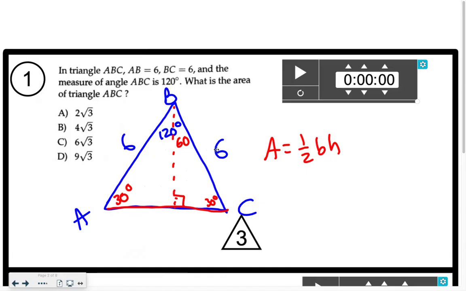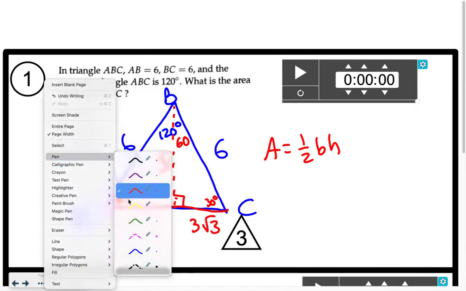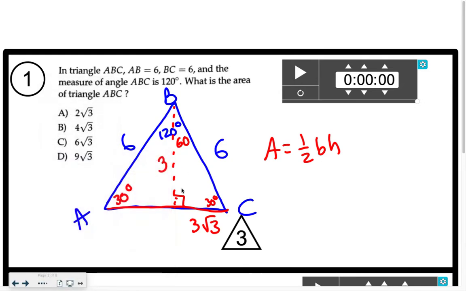So if this is 6, even though, again, I didn't draw it too well, the side opposite the 30 is actually the short leg. That's 3, and this is 3 root 3. All right, so again, let's make sure we know our 30, 60, 90s. That's always x, 2x for the hypotenuse, and x root 3 for the other leg. So that's how I knew if this were 6, then this is 3, and that's 3 root 3.